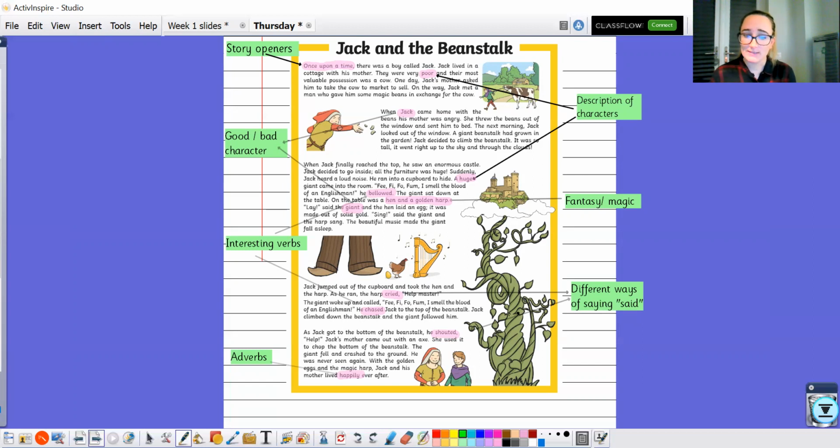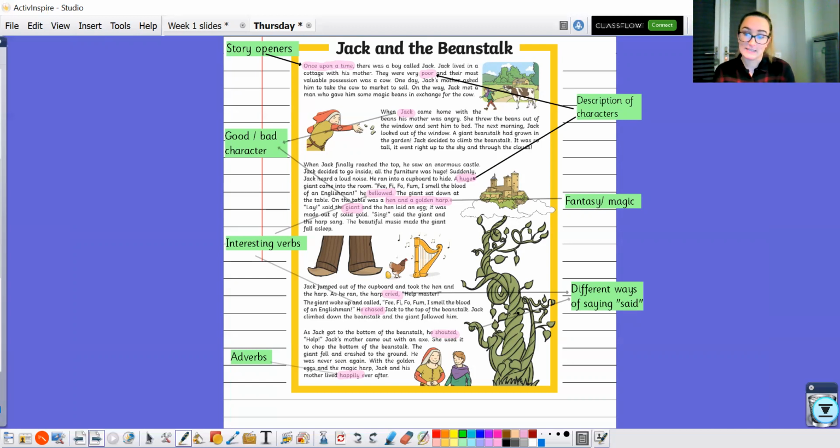Interesting verbs. So I've identified chased or bellowed. He didn't just say it. It didn't say, "Fee, fi, fo, fum, I smell the blood of an Englishman," he said. That doesn't make it very exciting. So we want to make it interesting. So we've got bellowed. It shows that he really shouted it and he really bellowed it out. And he chased. So it tells you that he wasn't just running on a little jog. He really chased him.